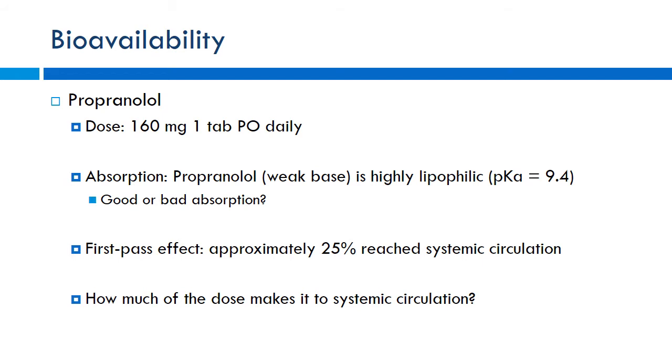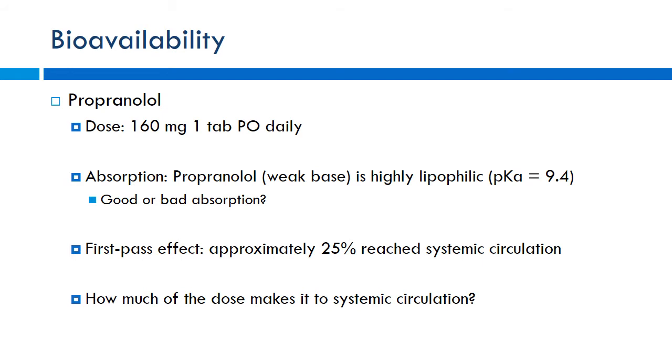If you're looking at the first pass effect, we can see that approximately 25% of that is going to end up reaching systemic circulation. So that means how much of it is the liver metabolizing before it gets to the bloodstream? Like 3/4 of it, right? So like 75% of it is going to be metabolized just in the liver before it ever actually hits your system. So you're losing a lot of drug already.